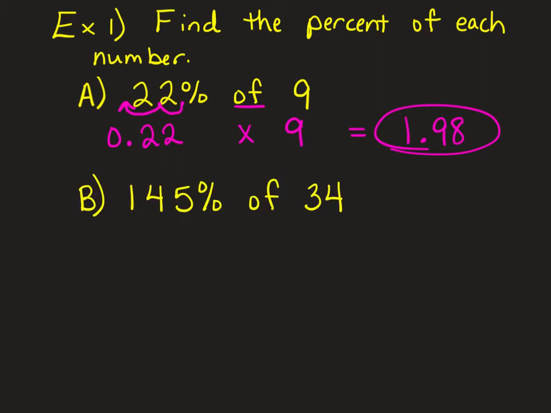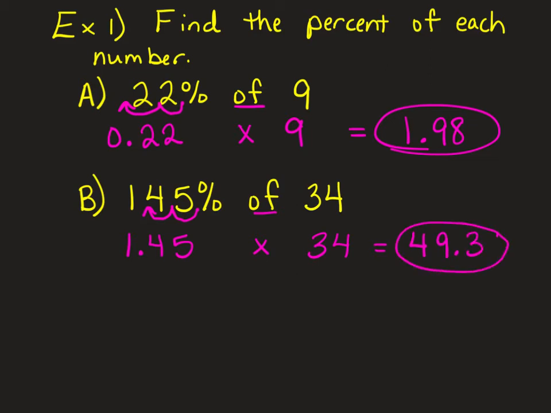B part, 145% of 34. So we'll start by moving our decimal from behind the 5, since we don't see it, 2 places left, and we get 1.45. Of means times 34. We type it in a calculator and get 49.3. Well, 145% is greater than 100%, so it's more than all of 34. So 49.3 is more than all of 34, so that answer seems reasonable.